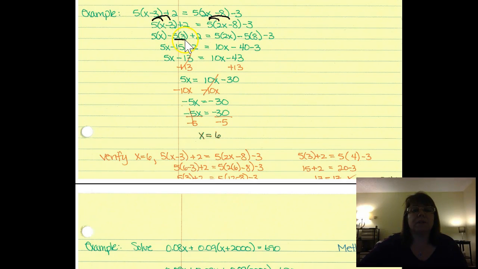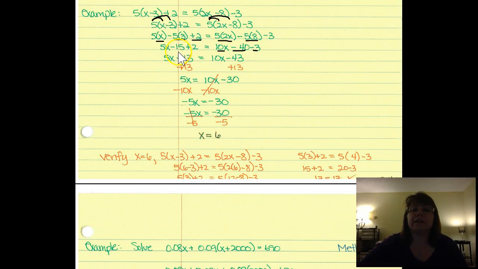I have a little bit of math I can do on my left-hand side so far. 5 times x is 5x. 5 times 3 is minus 15. And I still have the 2. On the right-hand side, I have 5 times 2x minus 5 times 8, minus 3. So I have 10x minus 40 minus 3.